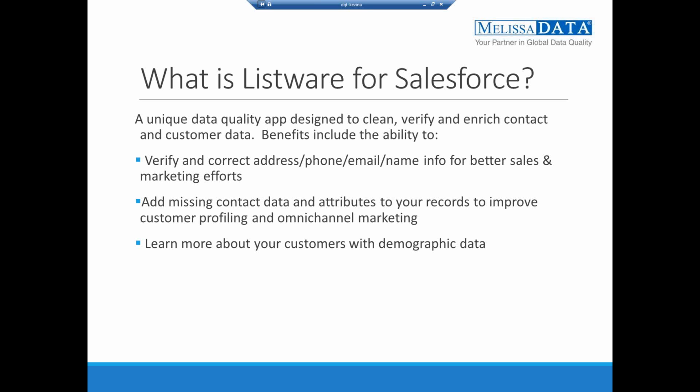On the screen, you'll see a couple of benefits listed. First of all, this app can verify and correct addresses, phones, emails, and names. This in turn leads to better sales and marketing efforts, as you don't have to waste time and money dealing with bad and unusable data. We can also append in missing contact data on attributes, which in turn is another benefit, as this improves your data by completing it and allowing you more ways to communicate better with your customers and prospects. And then finally, Listware will allow you to look up demographic information for your customers, letting you know more about them. So this information would include data such as the date of birth, income, occupation, which you can then use to increase the effectiveness of your marketing efforts.